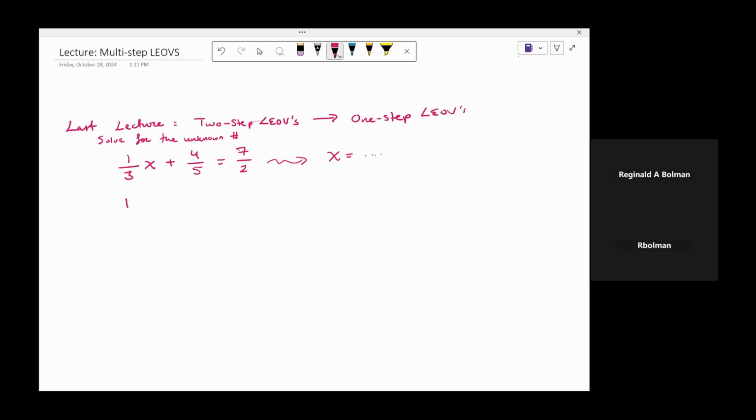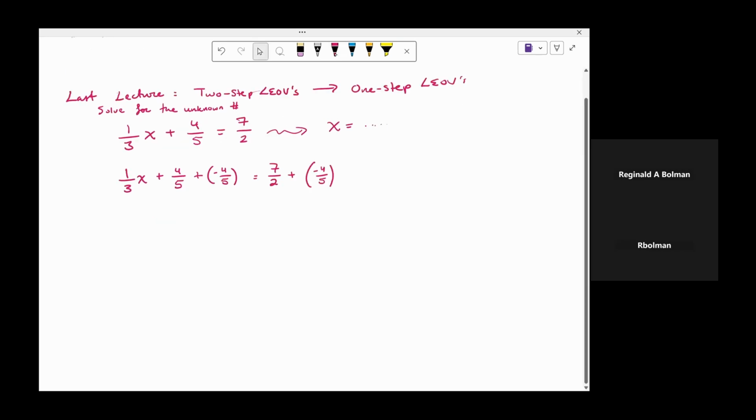So how that worked was we said, well, we leave the 1/3 x alone, but we examine whatever term happens to be added with the 1/3 x. In this case, you have a positive 4/5 added to your 1/3 x. So you ask yourself, okay, what is the additive inverse of 4/5? It turns out that the additive inverse of 4/5 is negative 4/5. And so we're going to add a negative 4/5 to both sides of our equation.